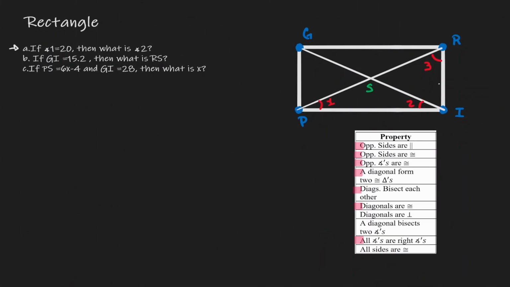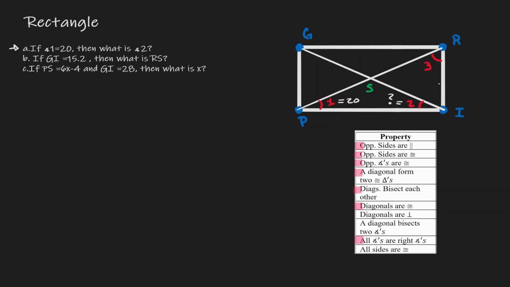In task number A, we are given that angle 1 is 20 degrees, which you can find here on our diagram. What we want to do is find the value of the second angle, which we have right here. Our strategy is to remember the properties that we know for rectangles.